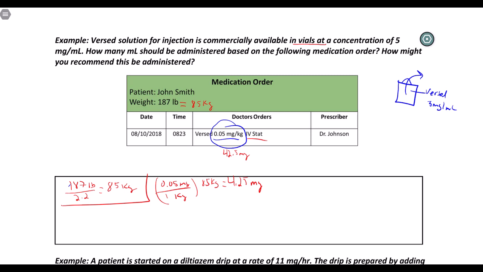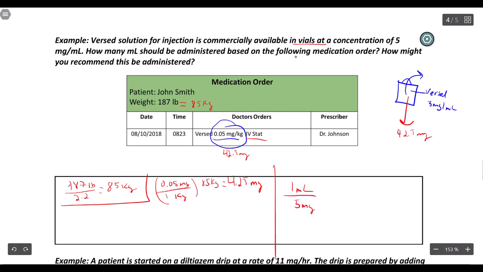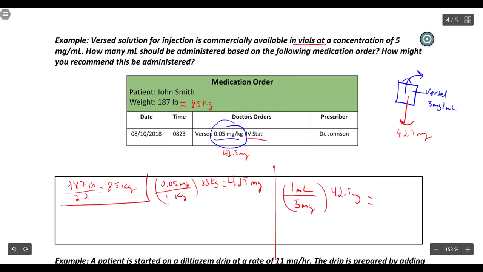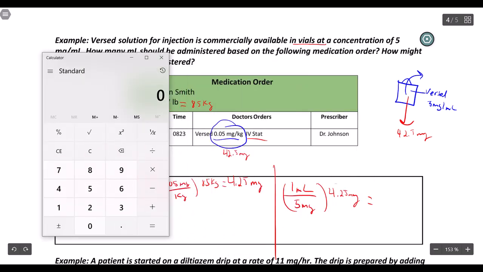So in order to do the dosing, the question is, well, how much of this liquid do I need to take out to get 4.25 milligrams? Well, we know the concentration. Every ml has 5 milligrams. I need 4.25 milligrams. It would not be good for the patient to move my decimal over. 4.25, divide that by 5. We've got 0.85.